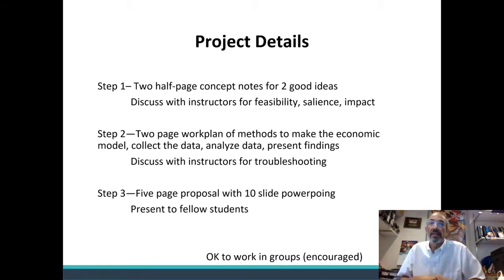And again, we want to discuss that with you and troubleshoot it with you so that it has the highest chance of success. At the end, we want to see a 5-page proposal or a 10-slide PowerPoint presentation that you can share with us and your fellow students.